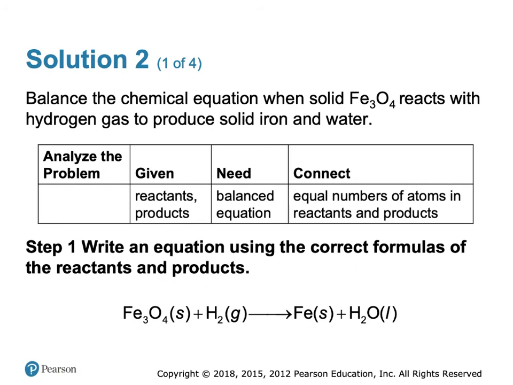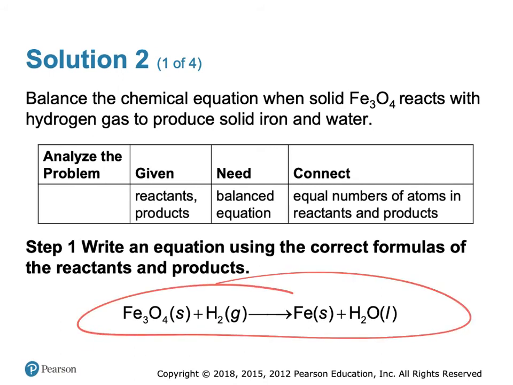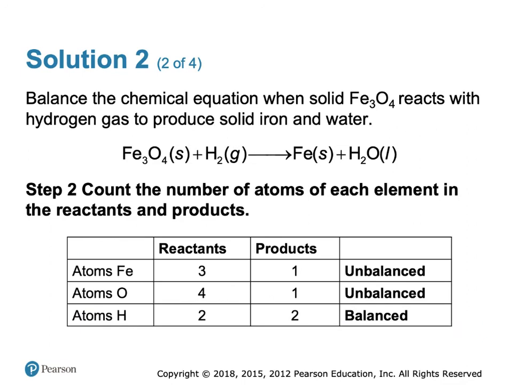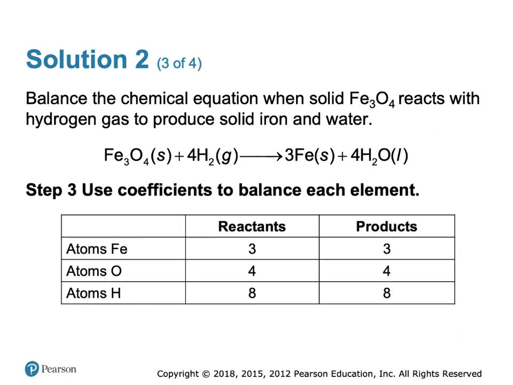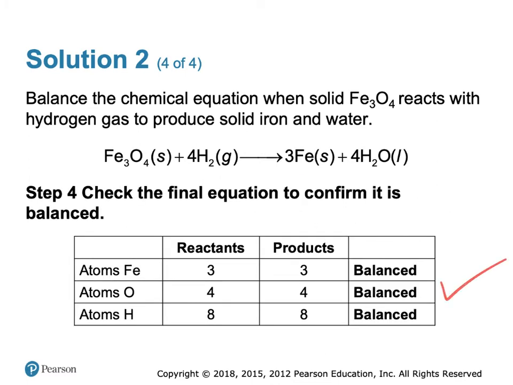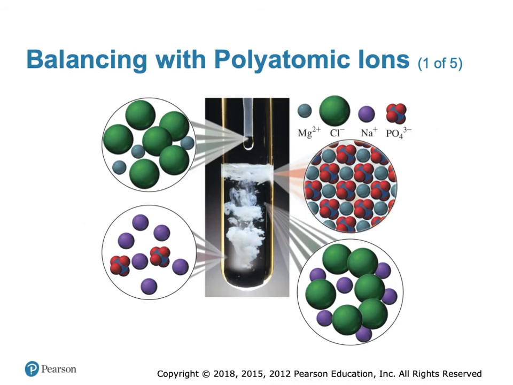So this is just stepping you through the problem. Here is the equation as I wrote on the previous slide. Okay, it's showing you it is unbalanced. All right, so then we're going to use coefficients. And again, you can see we have our 1, 4, 3, 4 ratio. And when you do a final check, it's balanced.